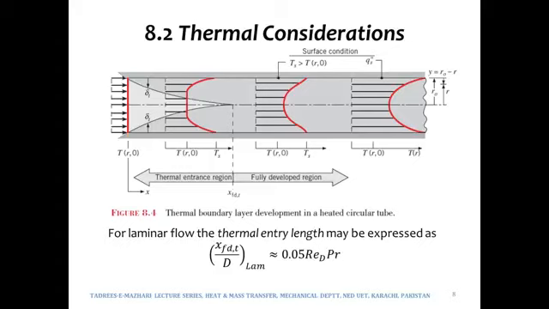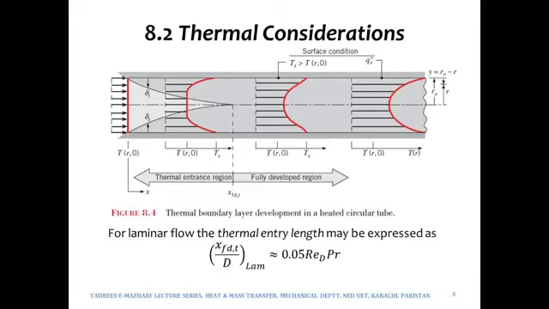So we have seen that the velocity profile develops, and it takes a certain length to get it developed, and that certain length is what we call the hydrodynamic entry length, and that region is called entrance region. So after entrance region comes the fully developed region, and then the velocity profile is fully developed, right? The same thing happens in heat transfer.